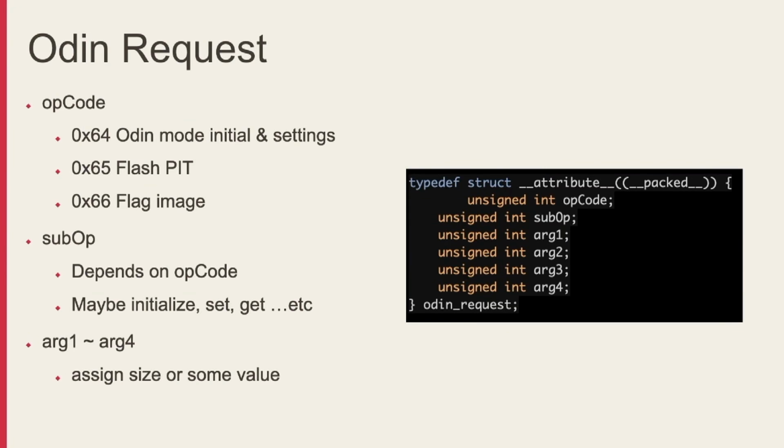Auditing request is very simple. We send an integer as operation code. The operation code specifies the function we want to use in audit. And then we follow that with another integer sub-operation to tell audit whether we are going to set, get, or initialize something. And finally, we can have some argument.